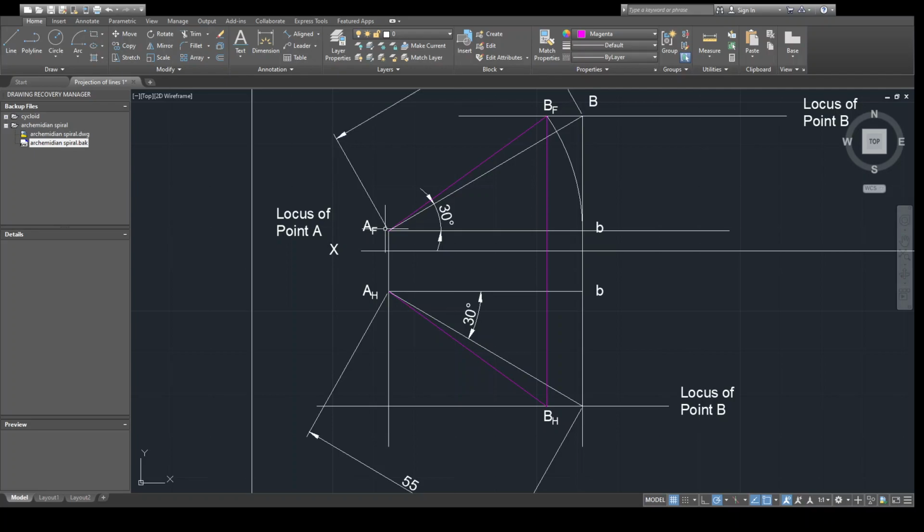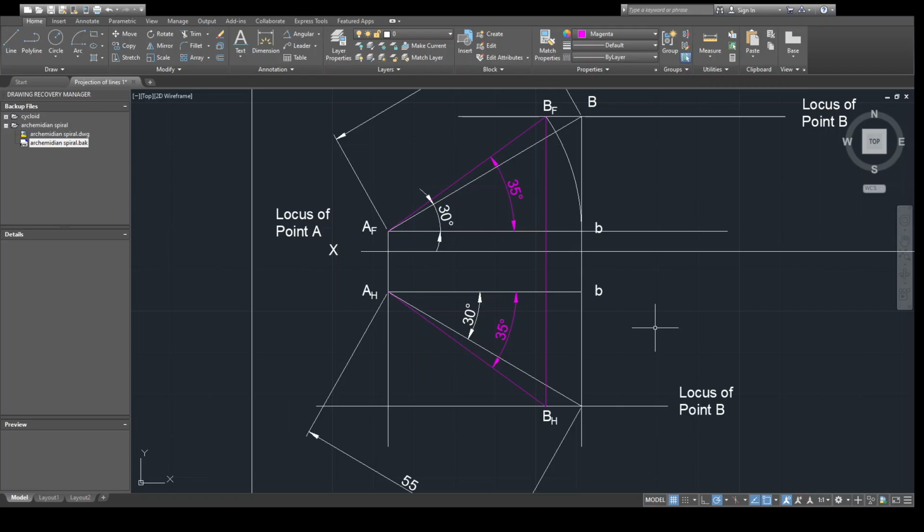The angle made by the front view with respect to HP, that angle we call alpha. Let us measure the angle alpha. You can see it is 35 degrees. Then similarly, this angle we call beta. So the front view angle is 35 degrees, that is alpha, and the top view angle is 35 degrees, that is beta.